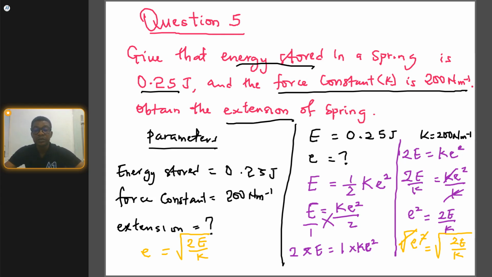To get the extension, we're going to use this formula. So we've been able to make letter E, which is the extension, the subject of the formula. Now we can go ahead to substitute the stored energy and the force constant inside the formula we've gotten.